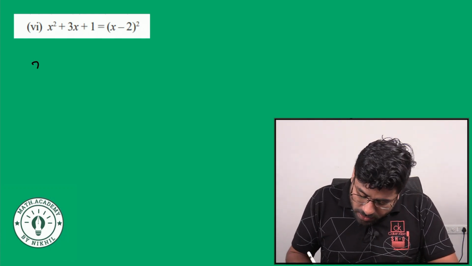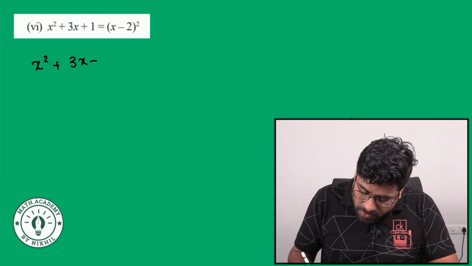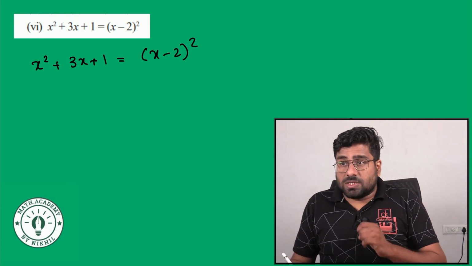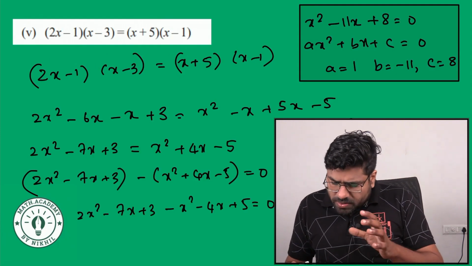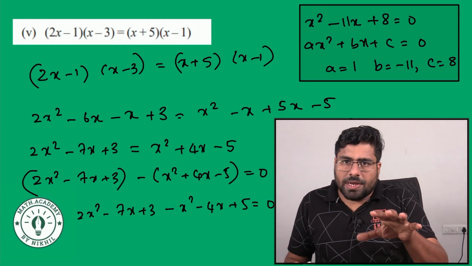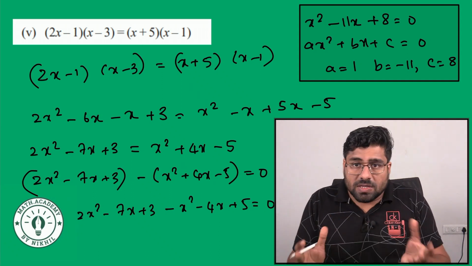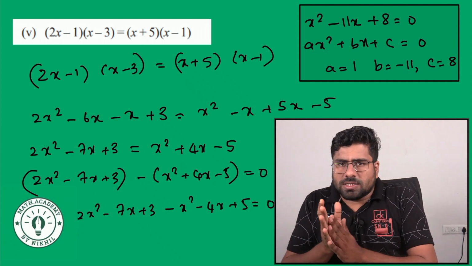Let's see what is going to be question number 6. That is x square plus 3x plus 1 is equal to x minus 2 the whole square. Alright, so I hope this question is clear. In case of any doubts, you may please comment. If you feel that the class is a little bit fast, you may please comment here. Alright, so I hope the logic is clear.